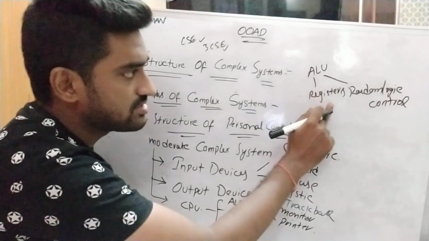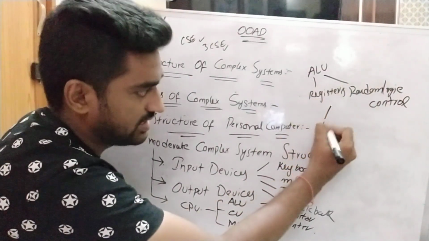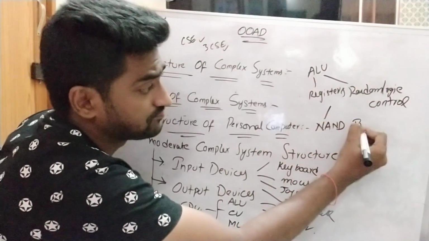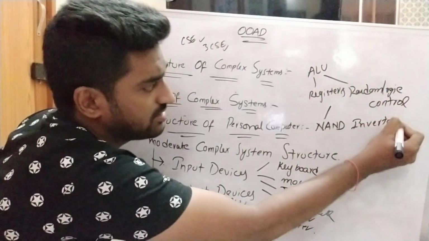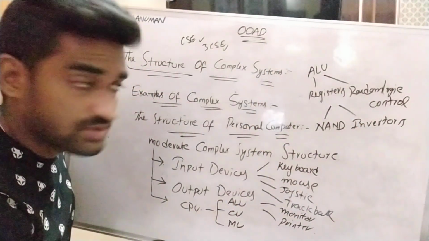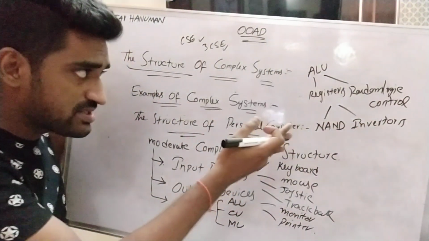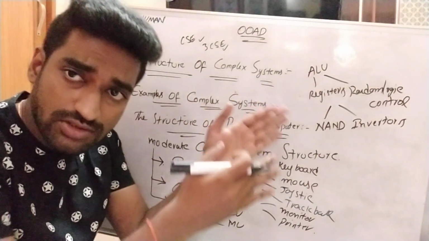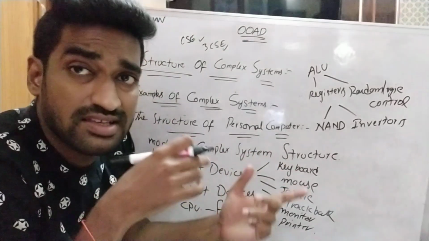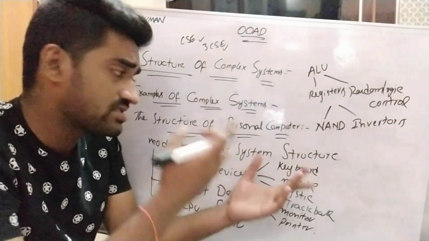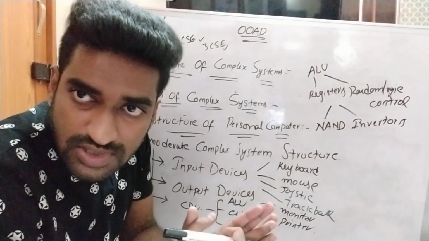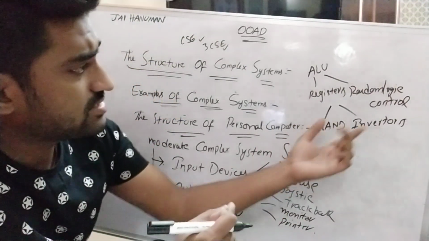Again, these registers can be made up of NAND gates as well as inverters. So registers can be decomposed into two more components. Here we can decompose every component level by level, in a hierarchical manner. That's why this is the best example for a moderately complex system structure as well as a hierarchical complex system structure. Remember that one, right? NAND gates as well as inverters.